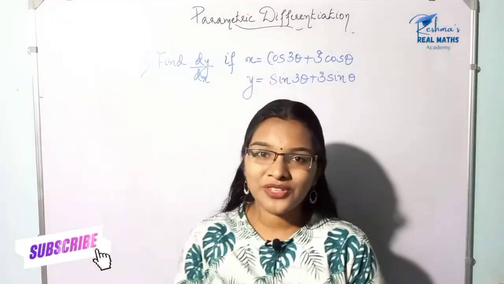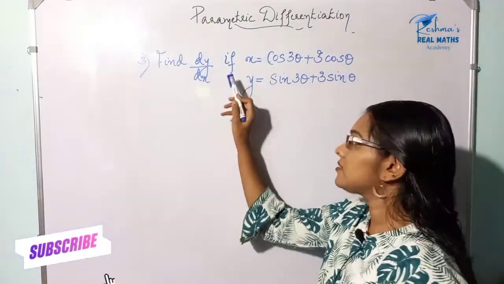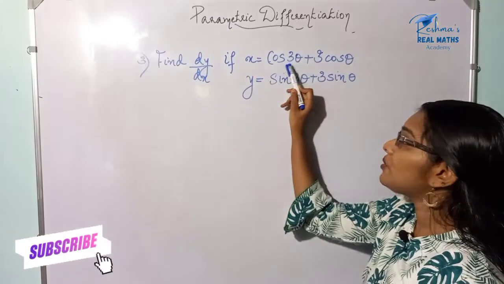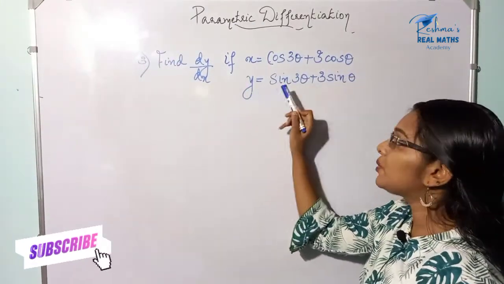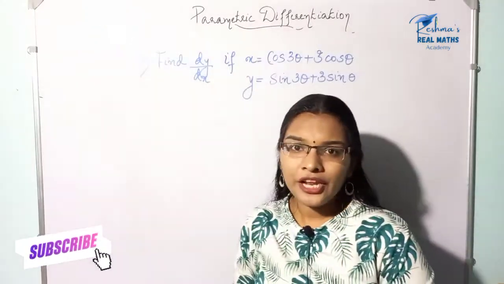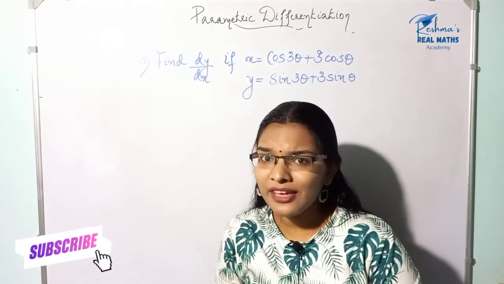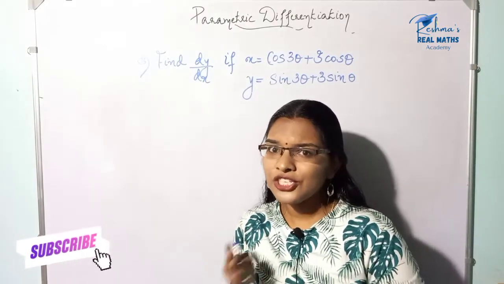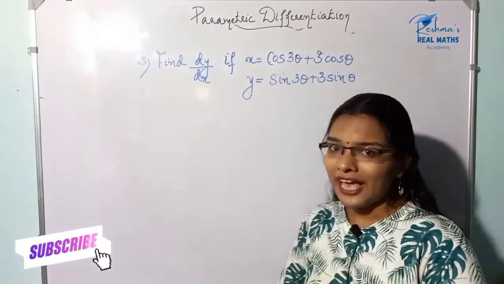Now let's move on to the third question. Find dy by dx if x equal to cos 3 theta plus 3 cos theta and y is equal to sin 3 theta plus 3 sin theta. Now we have already done 2 questions. So you must have been familiar with the method, isn't it? So just try this question by yourself. At the same time, I'll do the answer here.